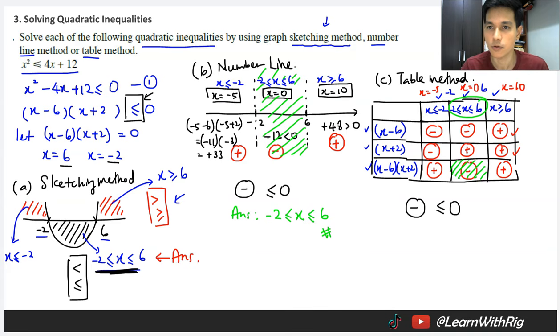You're going to see the whole column here. Okay, so your answer is -2 ≤ x ≤ 6. So you notice all three answers are the same. In other words, the number line and table methods are very similar and more work, right? To be honest, the sketching method is actually very straightforward.